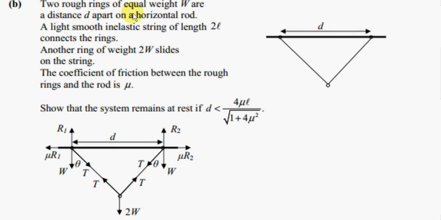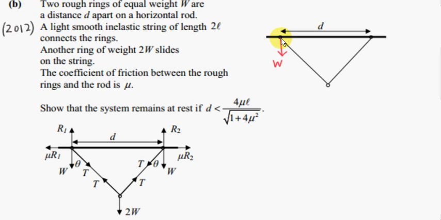Two rough rings of equal weight W are a distance d apart on a horizontal rod. A light, smooth, inelastic string of length 2L connects the rings. Another ring of weight 2W slides on the string. The coefficient of friction between the rough rings and the rod is mu. Show that the system remains at rest if D is less than this quantity here.